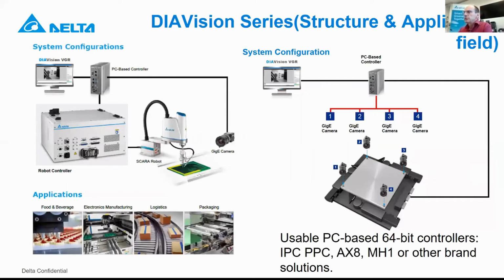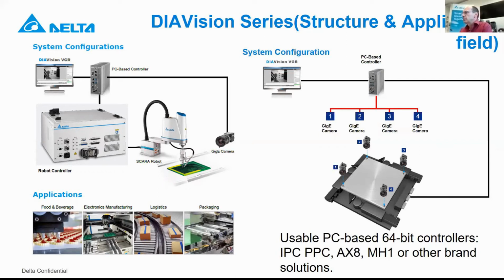Some applications, of course, in combination with our Scala robot, you can do it. You can use our PC. It must be a 64-bit controller. That can be our Delta PC, but it can also be another brand, of course. You can directly connect the GigE camera to it if you use an extension card, because it's based on power over Ethernet. And then you already have a complete system.